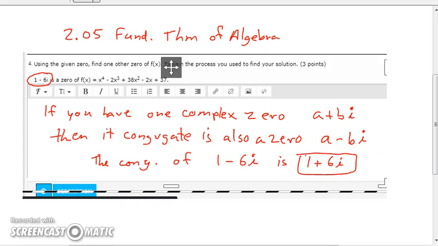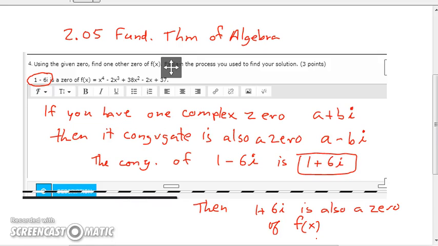Okay? If 1 minus 6i is a 0 of f of x, then 1 plus 6i is also a 0 of f of x. That's it. That's all you need for that one, because it's a conjugate.